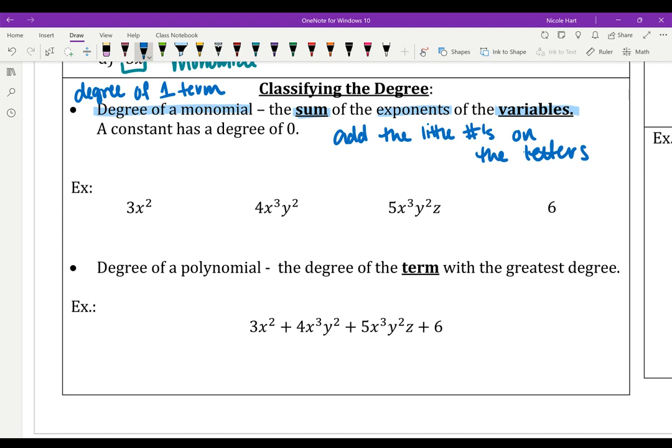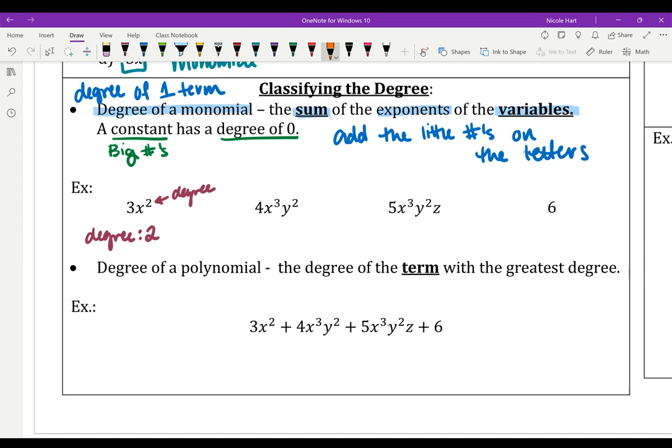I don't care about the big numbers at all. If you have a big number, that is what we call a constant. And it's going to have a degree of 0 no matter what for this purpose. So all I'm looking for is the little numbers on the letters. So if I look at my first example, it says 3x squared. That 2 is going to be our degree. So it has a degree of 2.